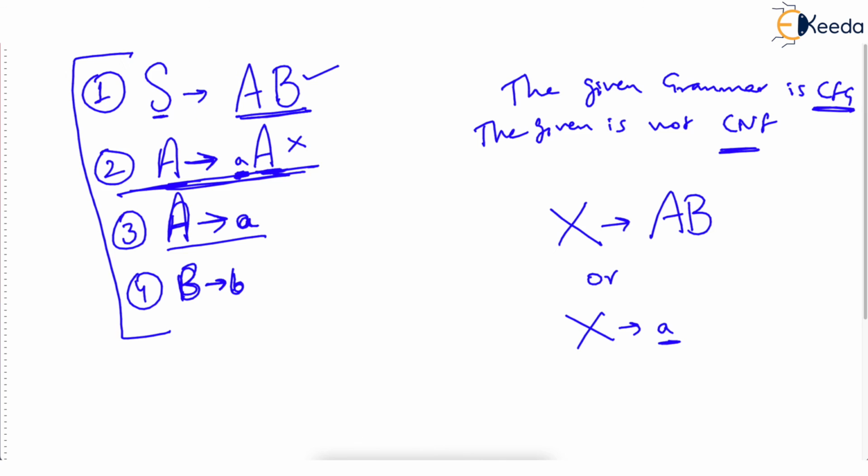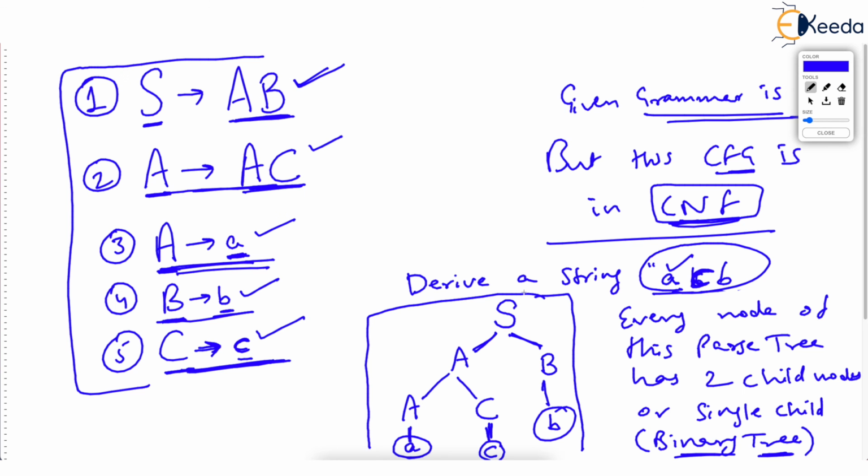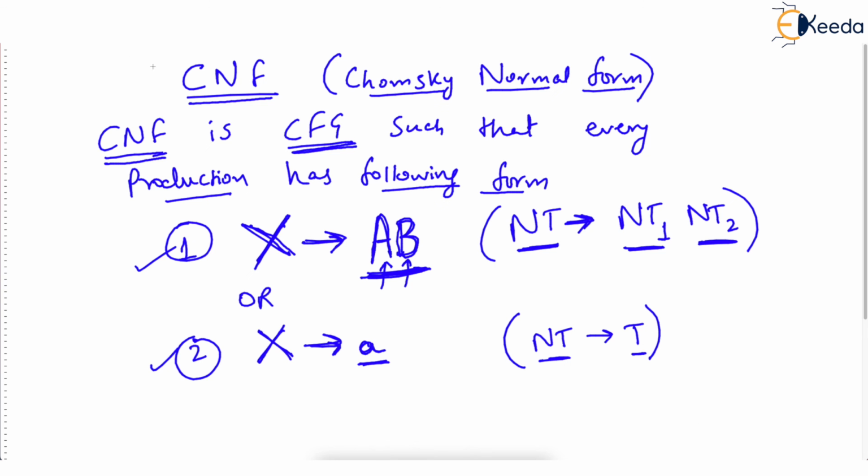It's many times very easy to handle a binary tree in our programming. So basically CNFs can be used if you want to represent the derivation in the form of binary trees. I hope you understood the rules about CNF, but don't forget CNF is a CFG with these rules on every production. Okay, thank you very much.